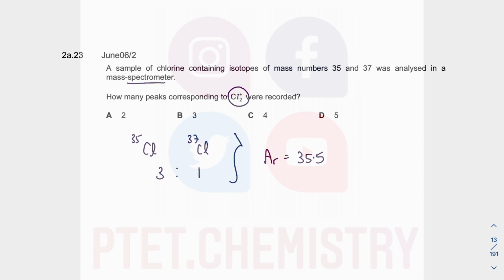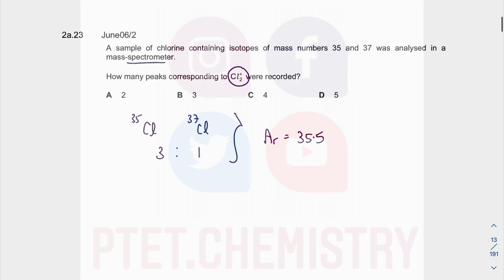This question is asking you, however, how many peaks correspond to Cl2 plus? It has to be a plus because in a mass spec, you have m over z or m over e. You've got to have a charged species. If your species in the mass spec is not charged, you do not see it at all, because mass over 0 is nothing. Okay, it's infinity, so you don't see a peak at all. It's got to have a plus charge in order for you to detect it in the mass spec.